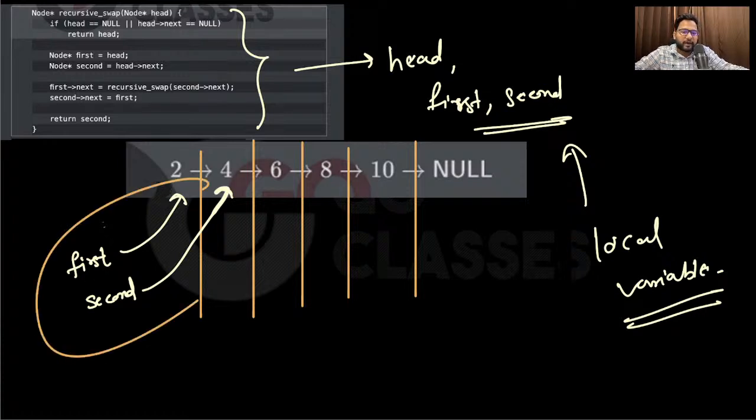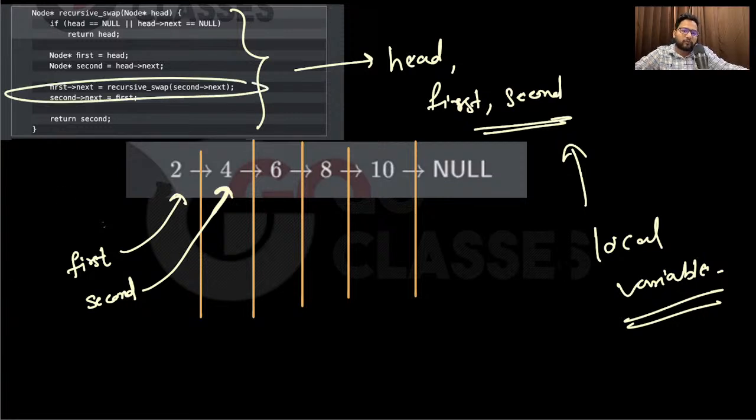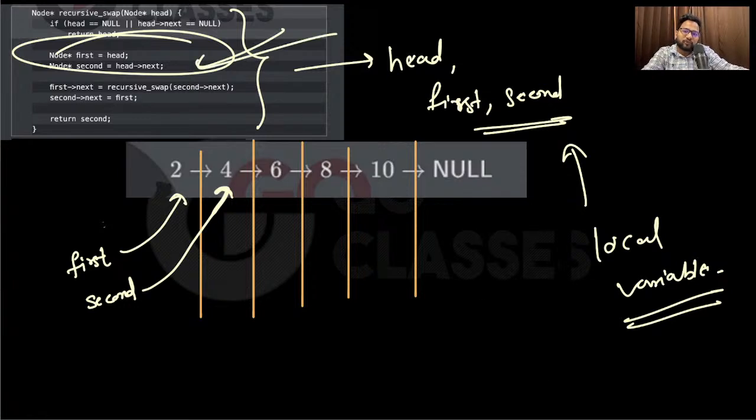Because this is very important, right? Now you see what is happening here. Just see carefully about this line. Once the assignment is done, these two are very easy lines, right? But once this assignment is done, now you just see here what is happening.